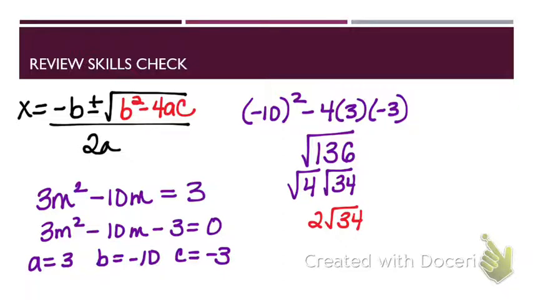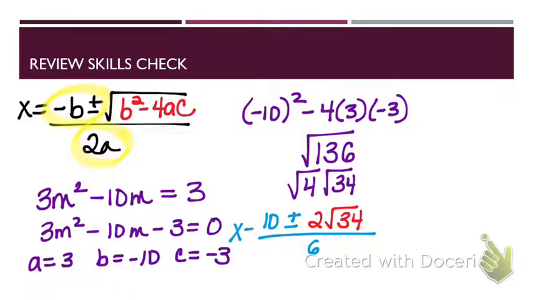So now that I have that piece, all I have to do is put this in front and this on the bottom. So in front, I have the opposite of B. So B was negative 10, and the opposite would be a positive 10. Plus or minus. That's all over, and then my denominator, I would have 2 times A. A is 3. So what is 2 times 3? So this would be it.